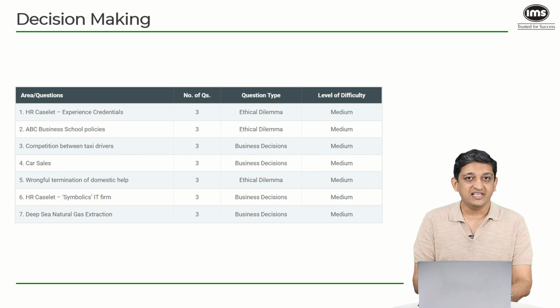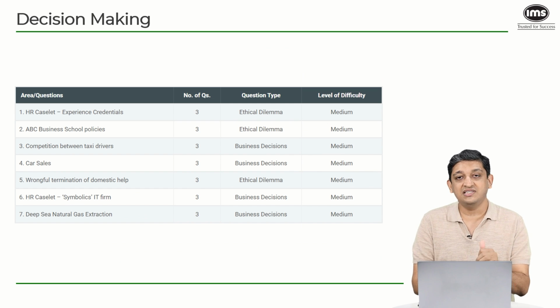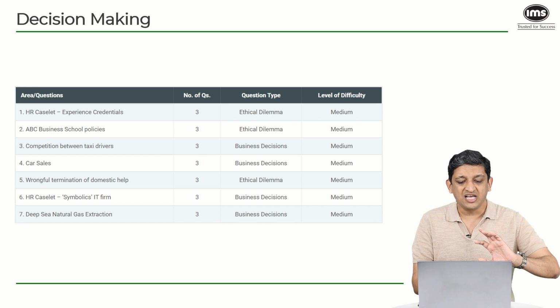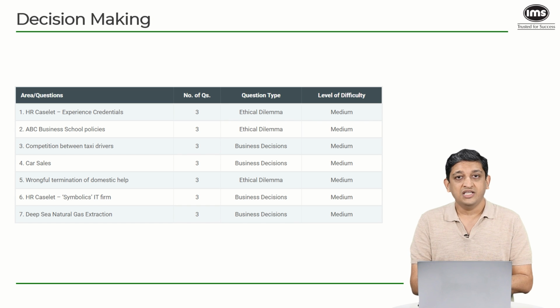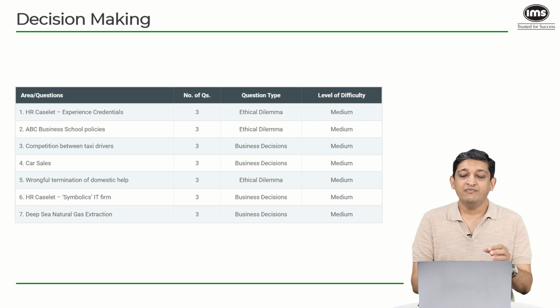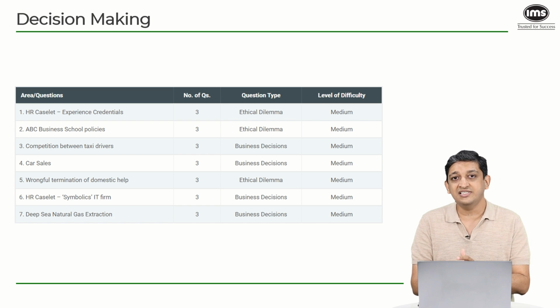In terms of the next section, that is the decision making section, there were 7 case studies with 3 questions each as a part of this year's XAT. And if you look at the kind of questions or the kind of passages that are there, there will be some sets that will expect you to deal with an ethical dilemma, whereas there will be some sets that will expect you to deal with business decision making. Now, when it comes to ethical dilemmas, you have to keep every stakeholder in mind when you make a decision. Whereas in terms of business decisions, you are thinking about maintaining or increasing the profitability of a particular venture. So you have to read the question stem very carefully if you are to answer these questions to the best of your abilities.